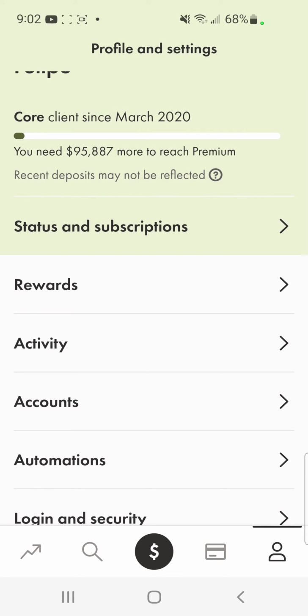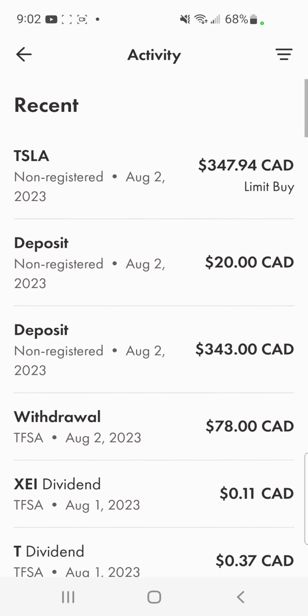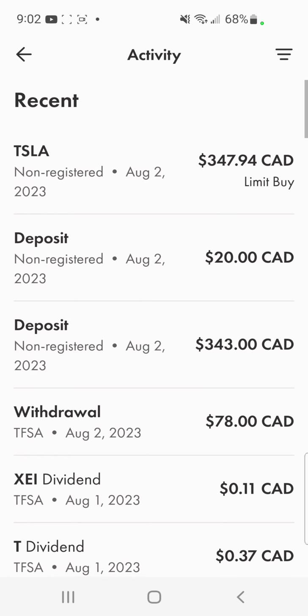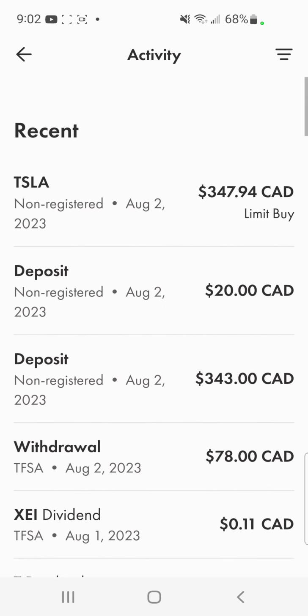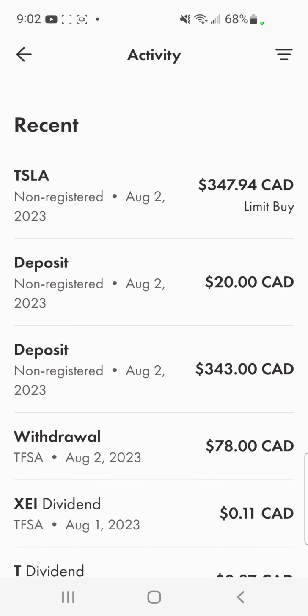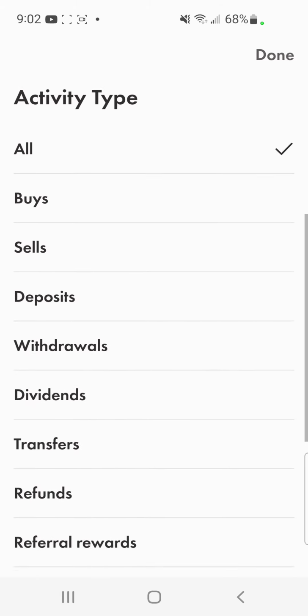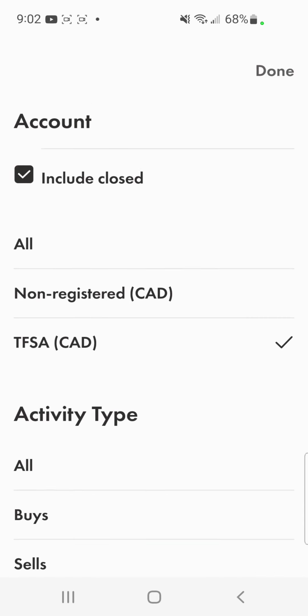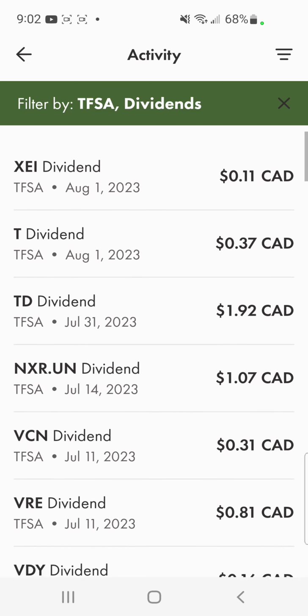Activity shows money in and money out, as well as dividend payouts. As you can see, these are money movements: I deposited and withdrew some money. And here, near the bottom, I got some dividends. I can even filter this if I wanted to by looking at the top right. There's 3 bars. I just click that. I hit TFSA. I hit dividends. Done. Now it just shows me the dividends I got from within my TFSA.